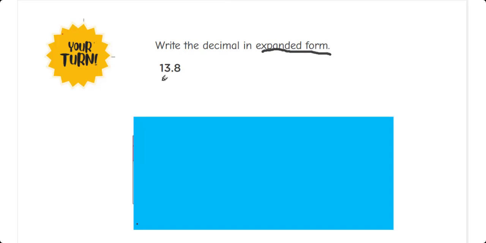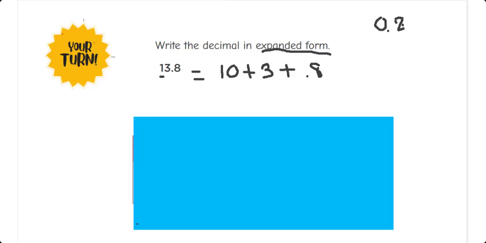We have the number 13 and 8/10. My 1 is in the tens place, so I write 10. And I'm going to add it to the 3. It's in the ones place. Now I'm going to add it to 8/10, and 8/10 looks like this. It's 0.8. Okay? So that's 13 and 8/10 written in expanded form looks like this. Now some people will write 8/10 like this. You can do it either way. I do not put the 0 there. I just put the 0.8 for 8/10.